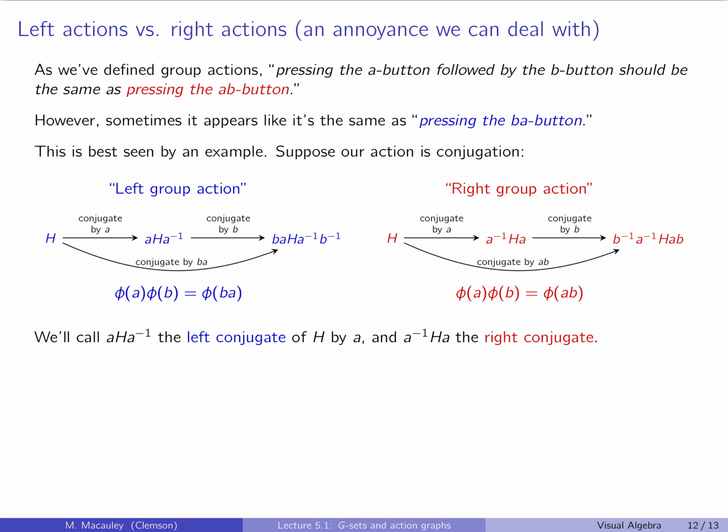Going forward, I will continue to call A H A inverse the left conjugate of H by A, and A inverse H A the right conjugate of H by A. The easy way to remember this is that the left conjugate by A is where we conjugate with A on the left, and the right conjugate is where A is on the right. So I call this left conjugation and this right conjugation. And it seems like left conjugation is not a group action using our definition of an action, which is a homomorphism from G to the permutations of S, because of this condition right here.